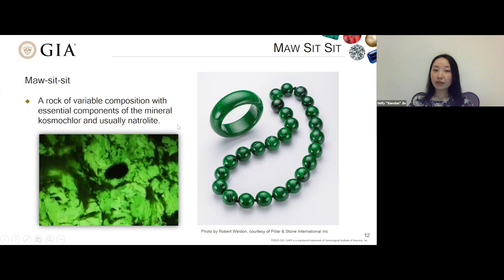The mineral composition of maxixe can be quite complicated and varies a lot. Most of the time, they contain a fair amount of kosmochlor, along with other minerals like jadeite, sometimes natrolite, feldspar, or chromite. So their physical properties can also vary a lot, largely depending on the mineral composition. Maxixe is not really considered a jade in most parts of the world, and it is more like a jadeite simulant.